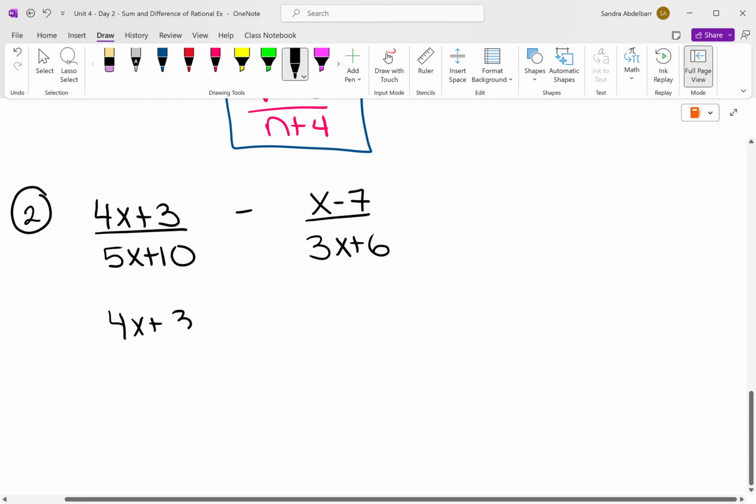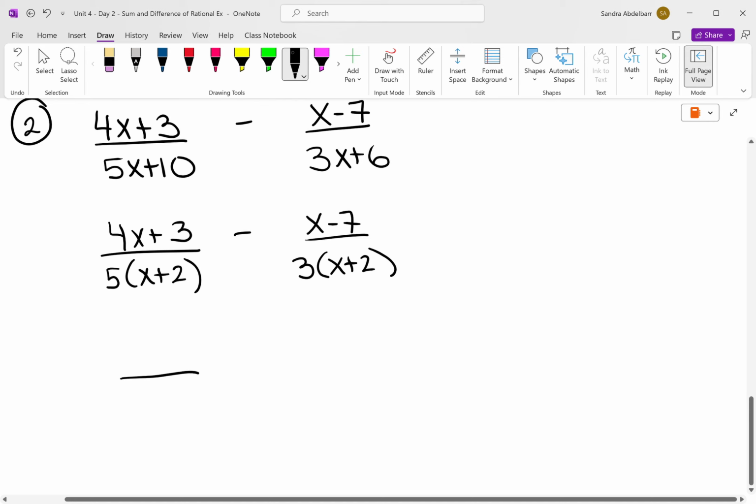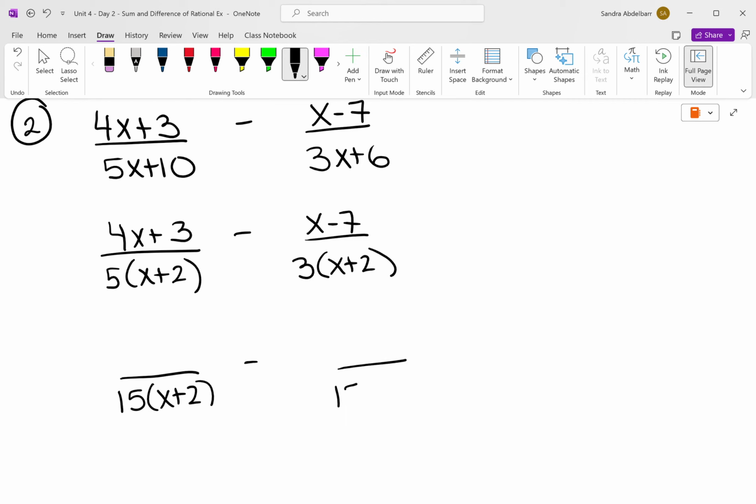So in the first fraction, I can pull out a GCF of 5, and then I'm left with an x plus 2. In the second fraction, I can pull out a GCF of 3, and then I'm left with an x plus 2. So this is really nice because we have one common factor. What's the one common factor? The x plus 2. But now this is a 5, this is a 3. So I still need to make a common factor between 5 and 3. We'll make it 15. So our new common denominator is going to be 15 times the quantity of x plus 2.